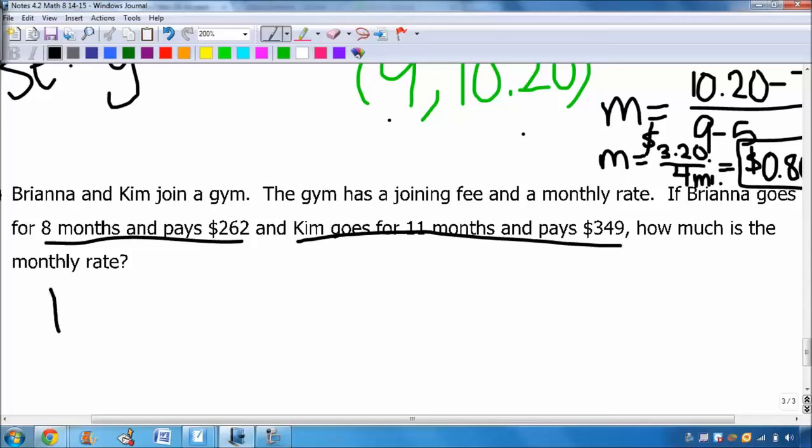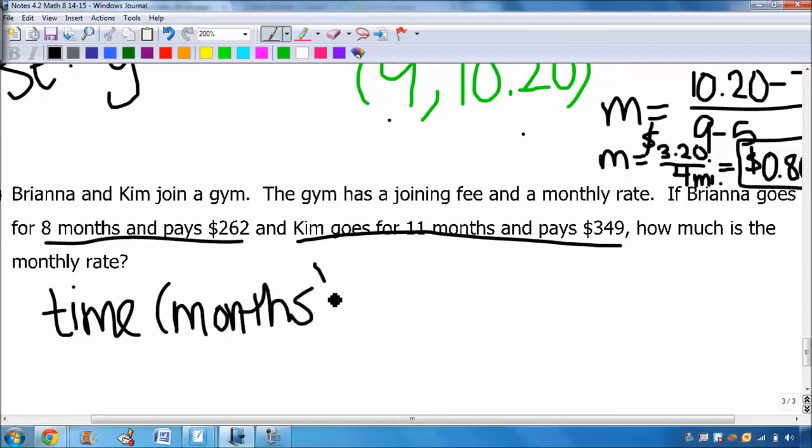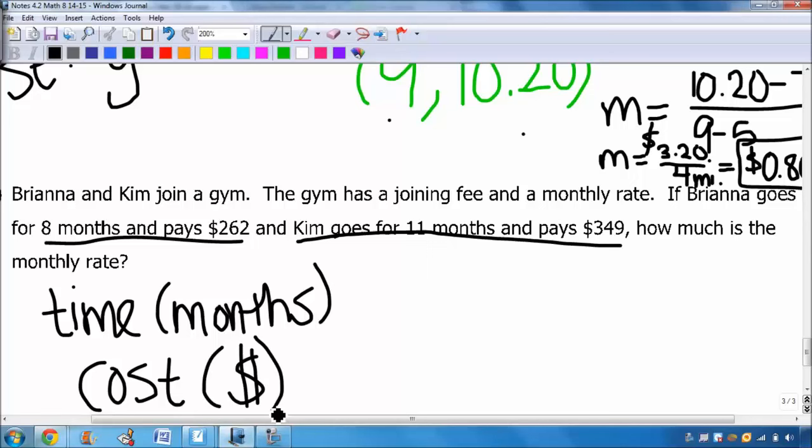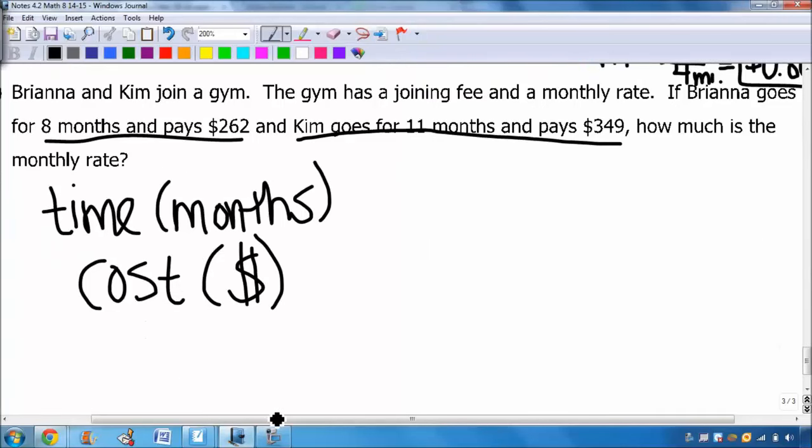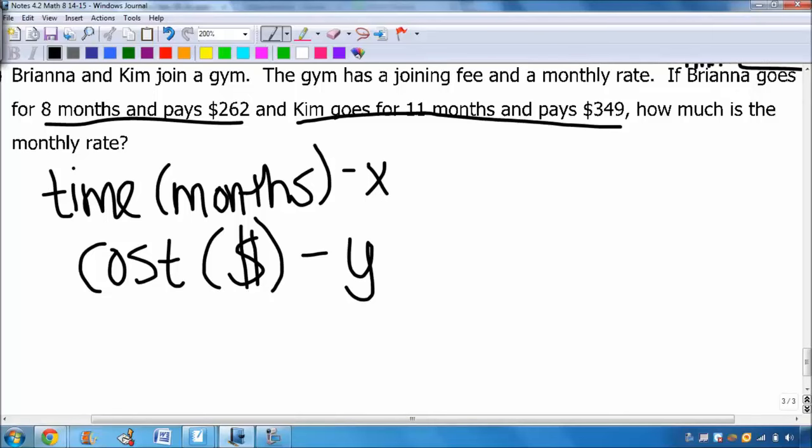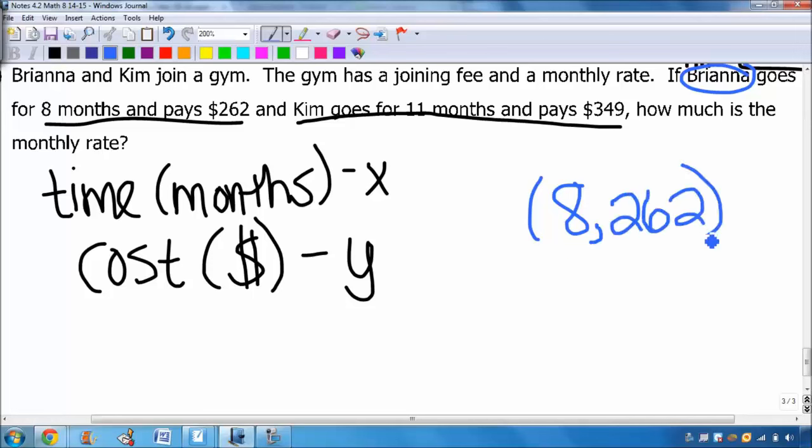My two variables are the time in months and the cost, okay? Now, the cost, which is measured in dollars, the cost is dependent on the time, so that means the cost has to be the y variable. So I'm going to write Brianna's information as a coordinate. So Brianna's coordinate would be 8 months, that's my x value, and she will pay $262, okay? And Kim's, she went for 11 months, and she's going to pay $349.